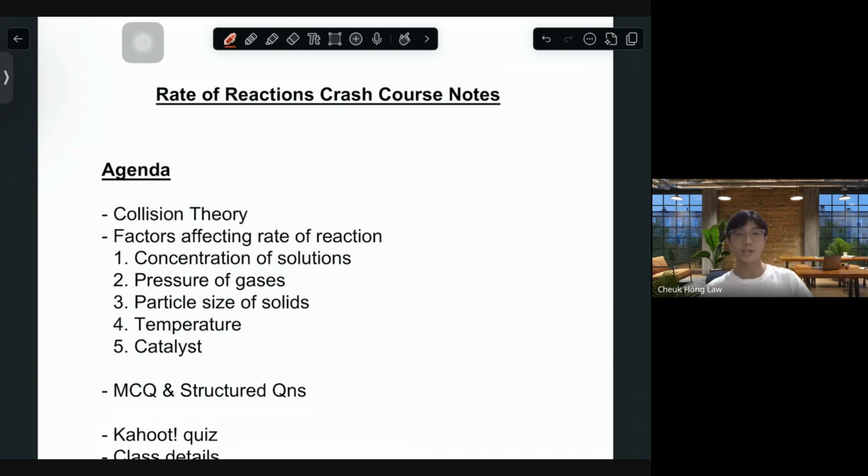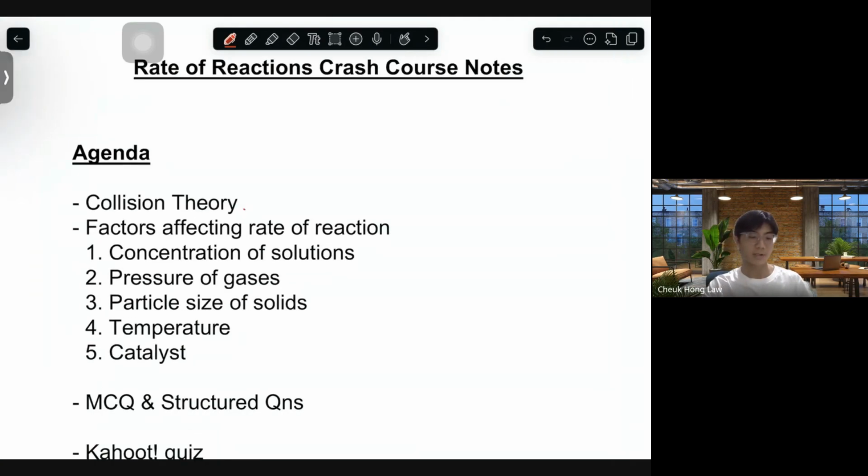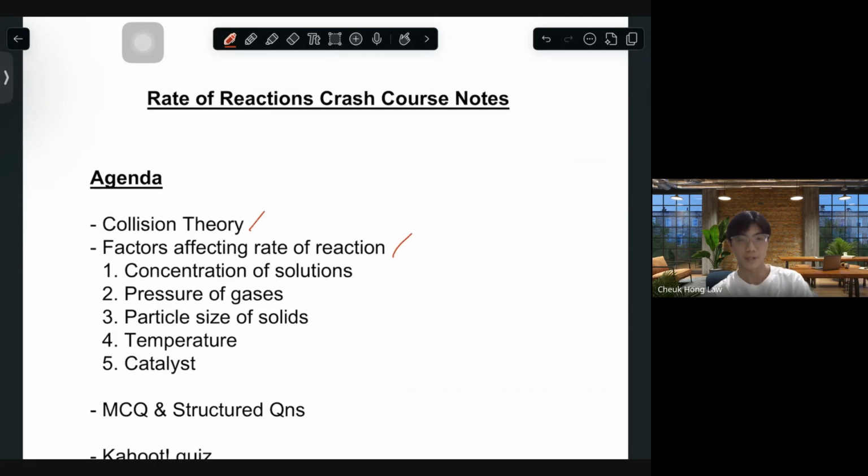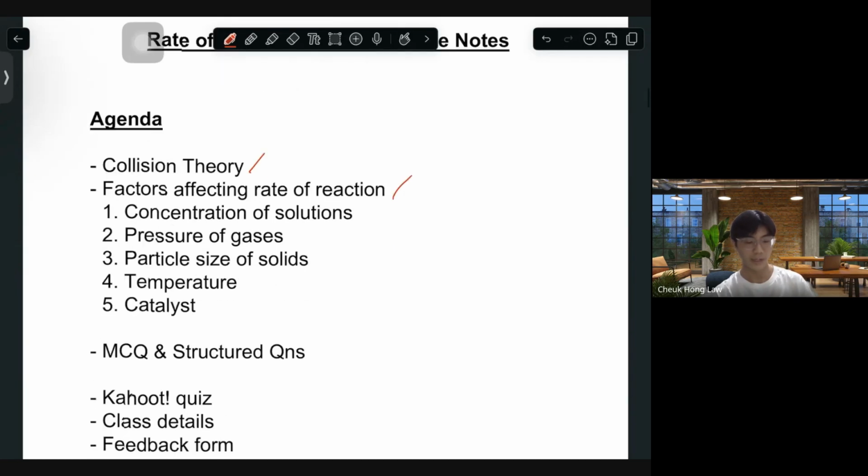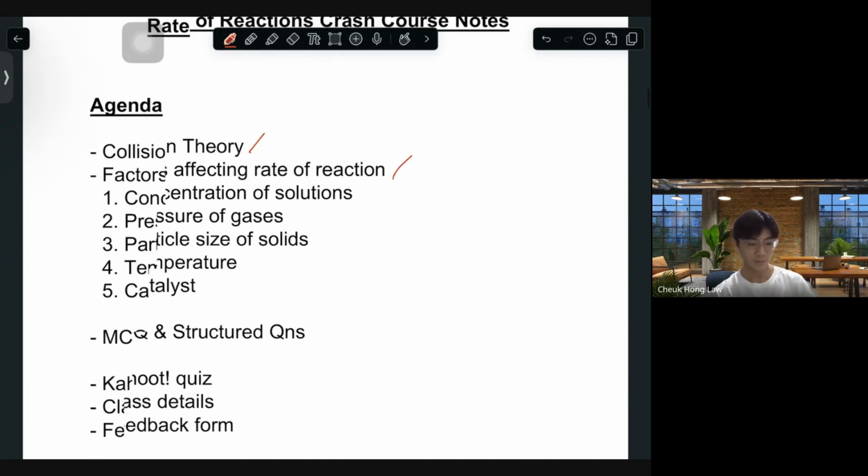Okay, let's look at the agenda. So today we're going to go through two important things. One is collision theory, and the other is the factors affecting rate of reaction. There are 5 factors, and all these 5 factors we'll go through in detail. So these two we'll go through in detail.